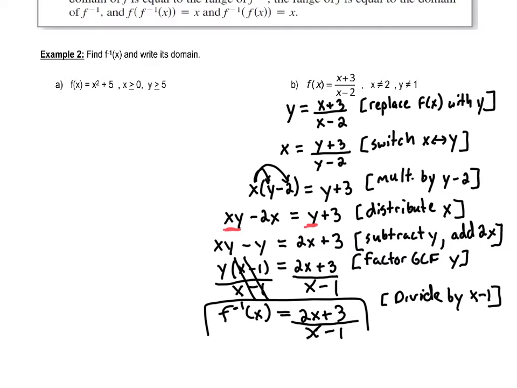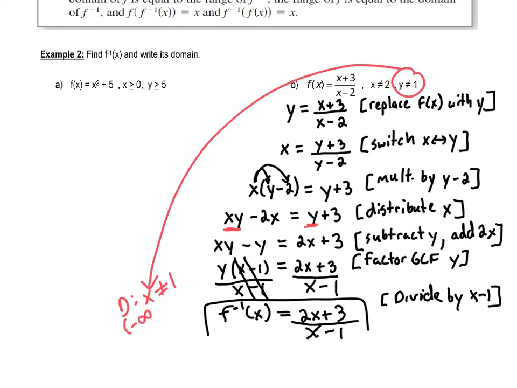Now we must find its domain. Remember, the domain of the inverse is the range of the original. They've been switched around. So the range of the original was that y could not equal 1. So the domain of this function would be x cannot equal 1, but we will write that in interval notation as negative infinity to 1 union with 1 to infinity.